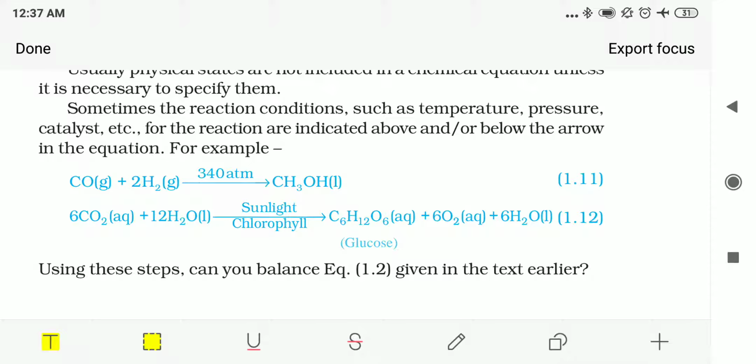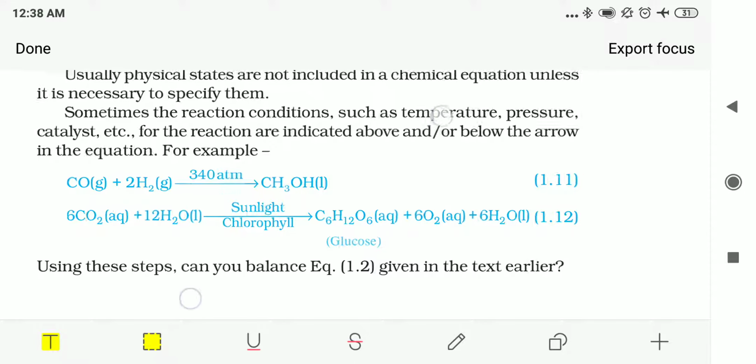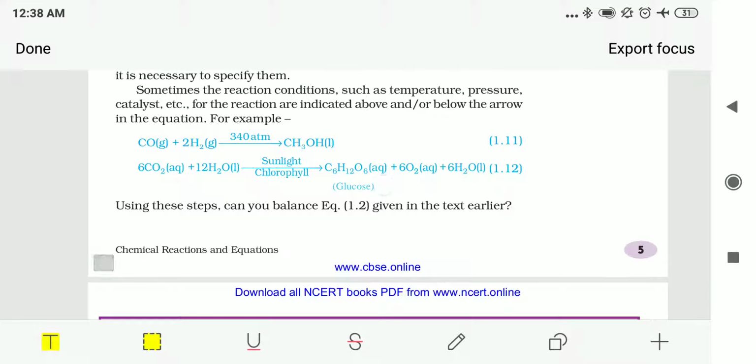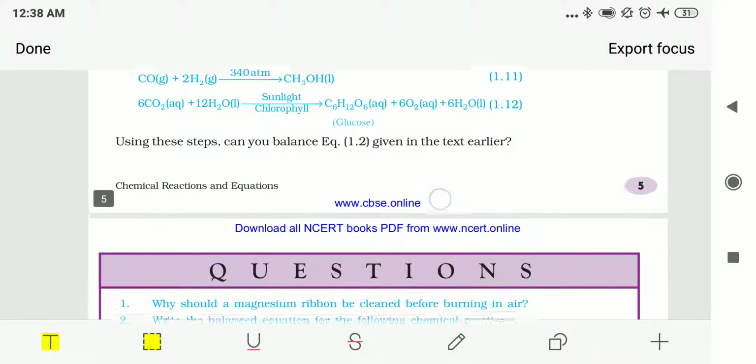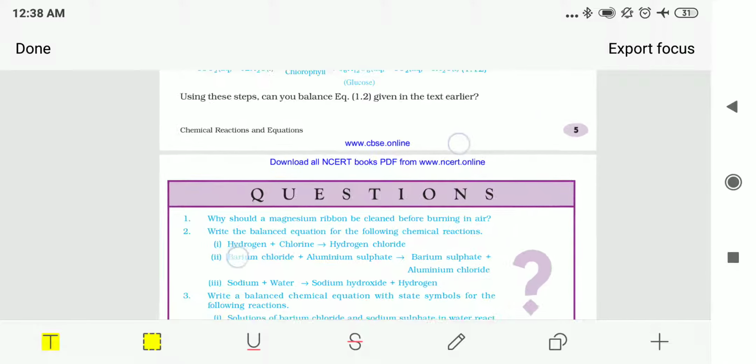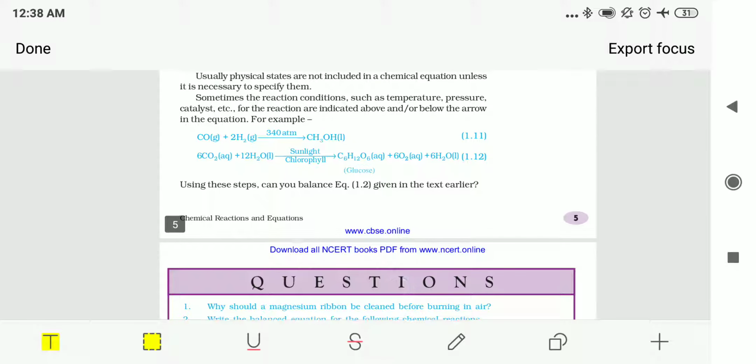And we are familiar with the equation number 1.12, that is 6CO2 plus 12H2O. In the presence of sunlight and chlorophyll, glucose will be formed, that is C6H12O6. This is basically the reaction which takes place in plants during photosynthesis. So using these steps, can you balance equation number 1.2 which is given in the earlier text? So using these steps, we have to balance equation number 1.2.